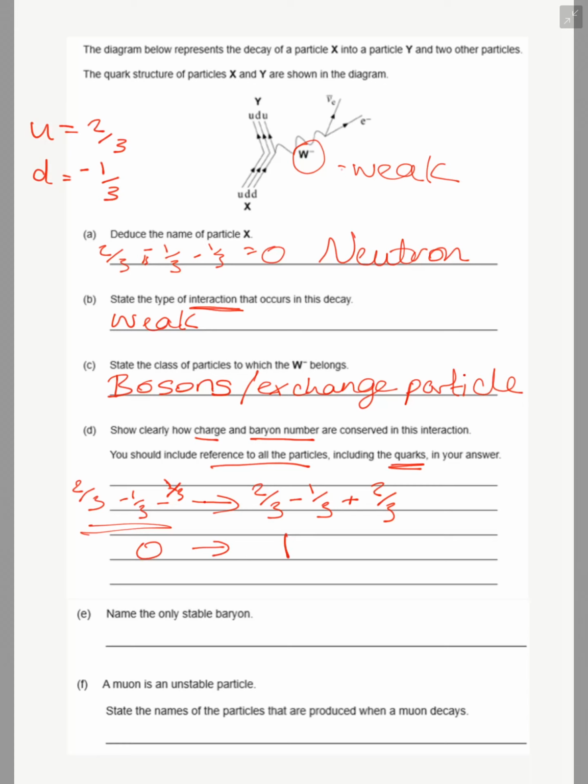Now, with the e minus, you've got to conserve this. So if it's 0 this side, you've got your 1 on that side. So we've got to have your -1, and then your neutrino is equal to 0. So it's +0. So you're showing that charge is being conserved here.